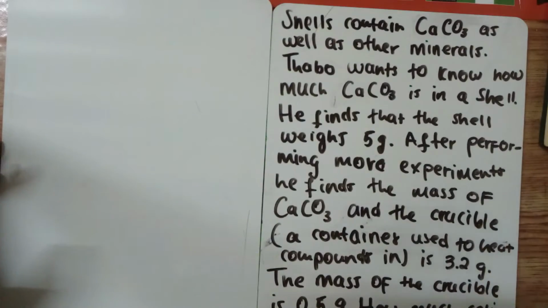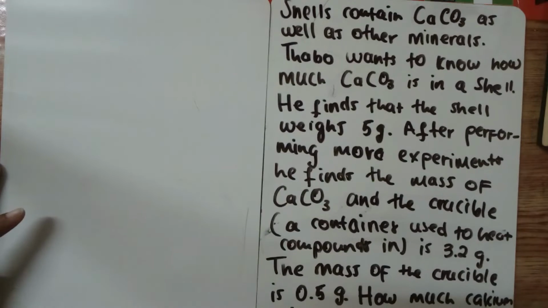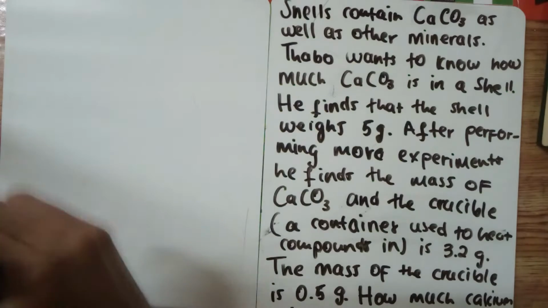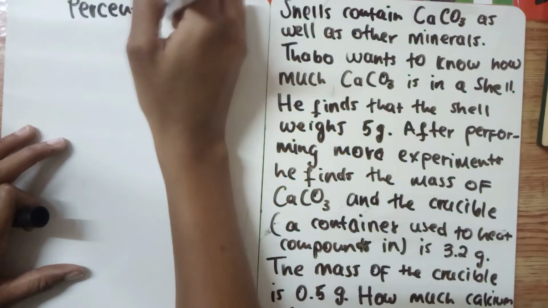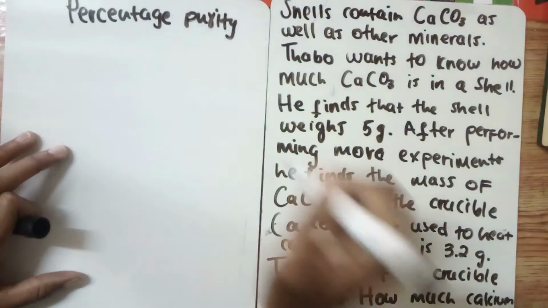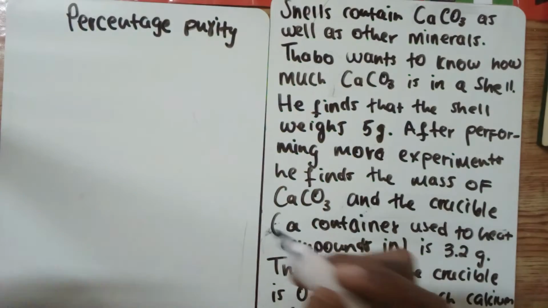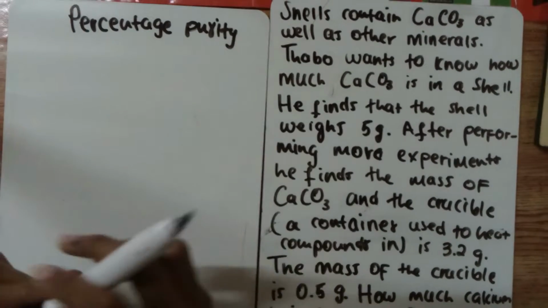Our last lesson on quantitative aspects of chemical change is going to focus on percentage purity. So, how do we define percentage purity or how do we find it for a given sample?